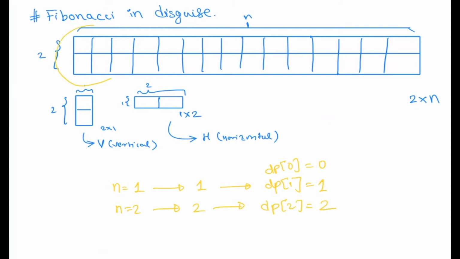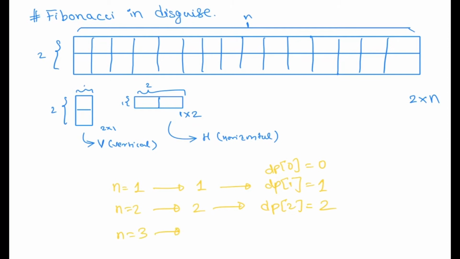Now we can see over here on this table, when n is equal to 2, we have one possibility where both the tiles are placed vertically, and another where both the tiles are placed horizontally. One vertical and one horizontal is not possible. We place two verticals like this or two horizontals like this. These are the only two possibilities. Therefore, when n is equal to 2, we have two possibilities, and we'll put dp2 is equal to 2.